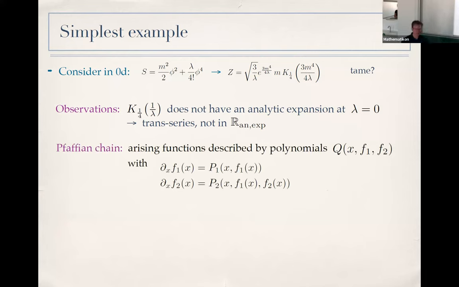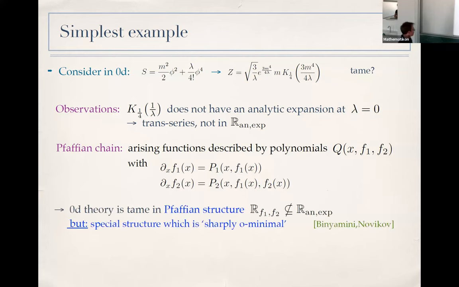However, the remarkable thing is there is another o-minimal structure, a bigger o-minimal structure, which accommodates all these functions, or many of these functions which have these resurgence phenomena. And these are so-called Pfaffian structures. And you can show actually that this is part of the Pfaffian structure.